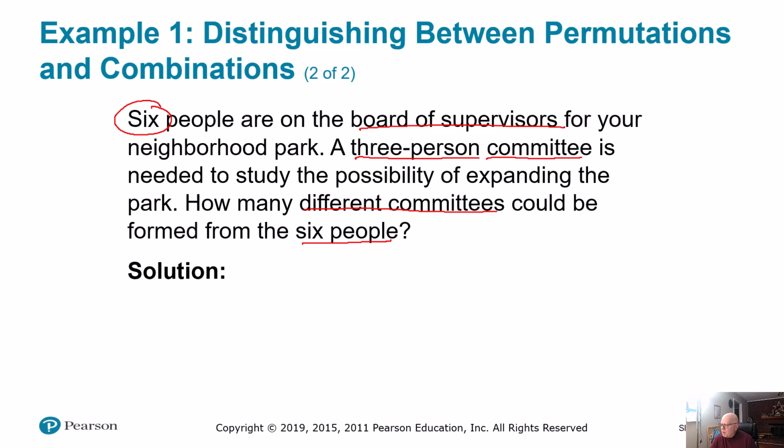Second, how many people do you have to choose from? 6. So n equals 6. How many are you picking? You're picking a 3-person committee, so r equals 3. Remember, order doesn't matter, so this is a combination.